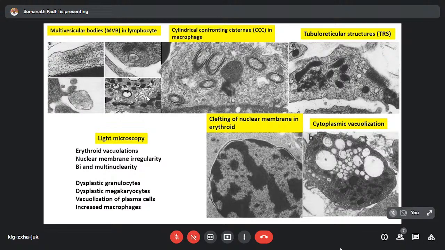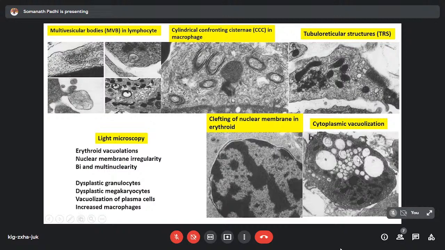The second most important characteristic feature described in this group of patients is the presence of cylindrical confronting systems in the macrophages. The macrophages showed numerous tubular, test tube like systems, which are a very characteristic feature of HIV infection of the macrophages. And then comes the most characteristic, which the authors considered to be the most specific morphological electron microscopic evidence: the presence of tubulo-reticular structures, or TRS.